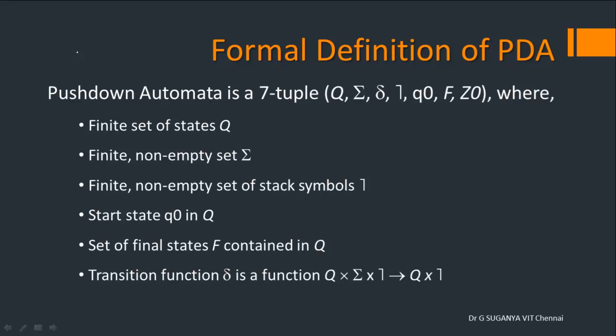The transition function delta, which actually takes three inputs: Q, sigma, and the top of the stack, will give you the destination state and the top of the stack as the result. Finally, we have the bottom stack marker Z0, which actually represents the bottom of the stack.